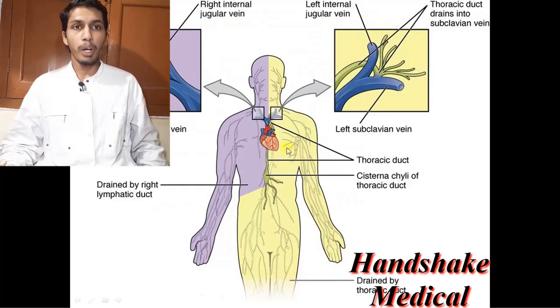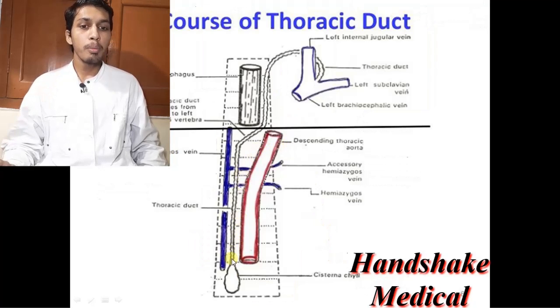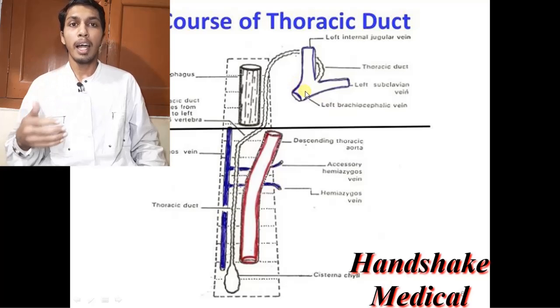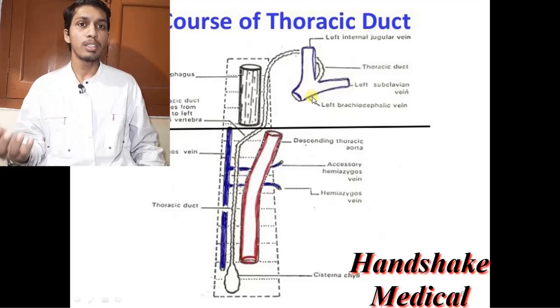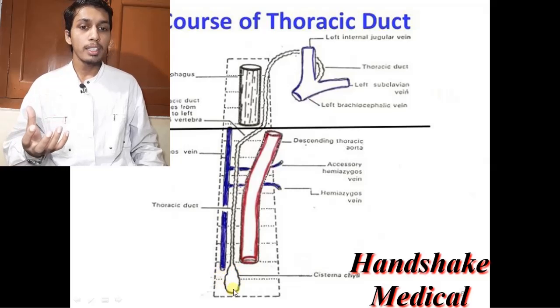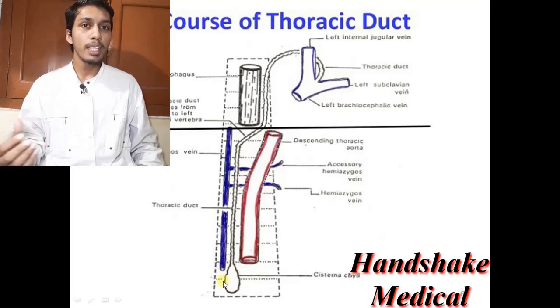One more important point about the thoracic duct is that it appears to be beaded in structure. As we clearly see in the picture, the thoracic duct reveals a beaded structure. This beaded appearance is due to the presence of valves, and the presence of valves is also very obvious because the thoracic duct is draining lymph or chyle from the lower side of the body.